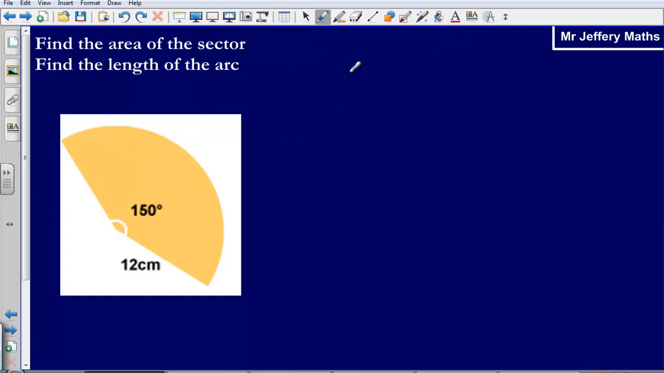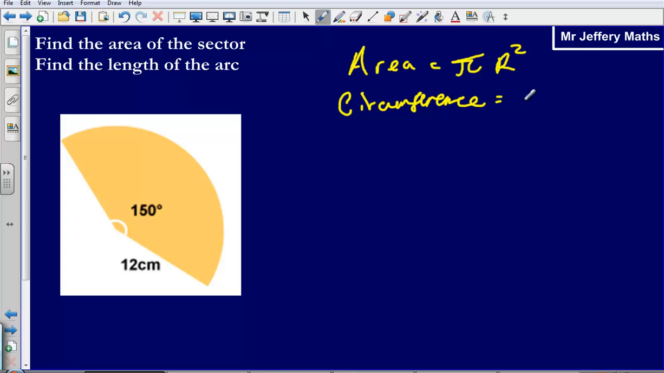circles. So for the area of a circle, we talked about it earlier, the area of a circle is going to be pi times the radius squared. The circumference of a circle, the circumference is simply pi times the diameter, pi d. So, working out first of all the area of the sector. Well, that's simply going to be, so the area for the whole circle would be pi times 12 squared. So pi times the radius squared, given our radius here.